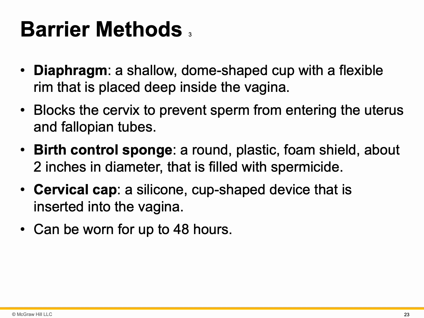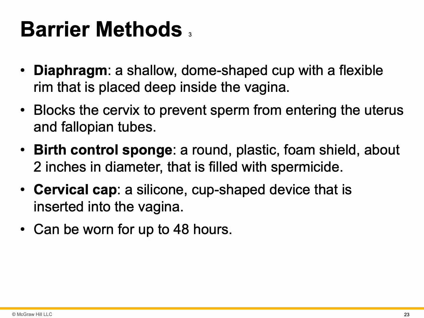So there are other barrier methods other than external and internal condoms. The diaphragm is a shallow dome-shaped cup with a flexible rim that is placed deep inside the vagina. The diaphragm blocks the cervix to prevent sperm from entering the uterus and fallopian tubes. If taken proper care of, the diaphragm can last up to 2 years. As with other forms of contraception, there is a difference between perfect and typical use effectiveness rates. While the results of studies vary, perfect use rates are as high as 94%, although typical use rates are around 83%.